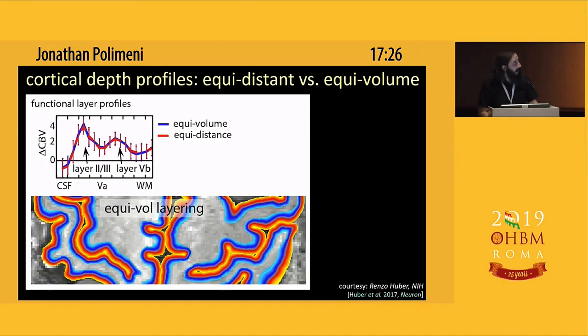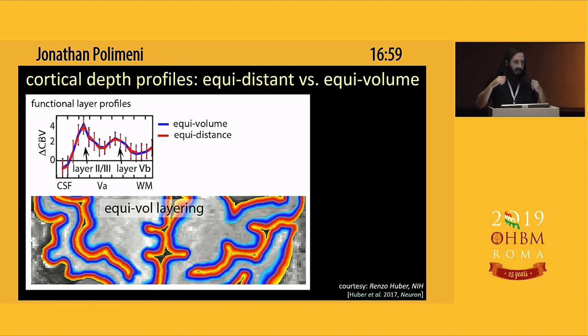So here's another example from Renzo looking at functional layer profiles using both the equivolume depth estimation and the equidistant depth estimation, using the same kind of sub-millimeter CPV data that he mentioned in the previous slide. You can see in this case that the cortical depth profiles from these two depth estimations seem to be pretty much the same. And again, what this shows us is that even with today's voxel sizes, the difference between the equivolume approach and equidistant approach doesn't seem to be very pronounced in our data.